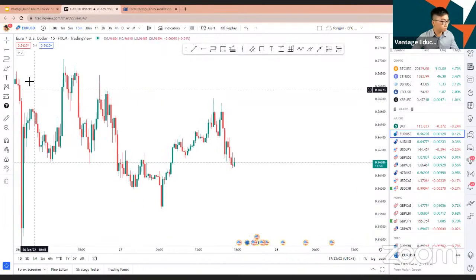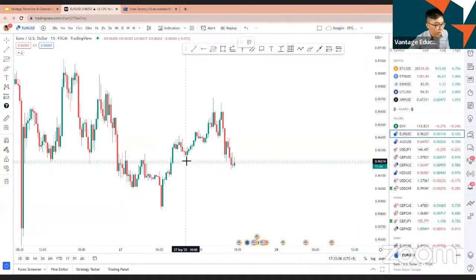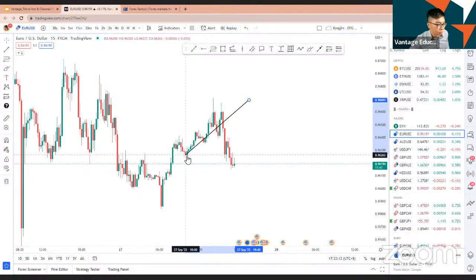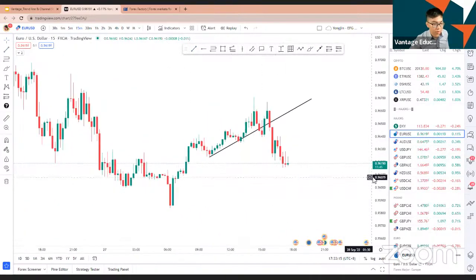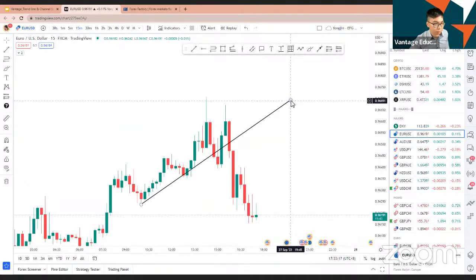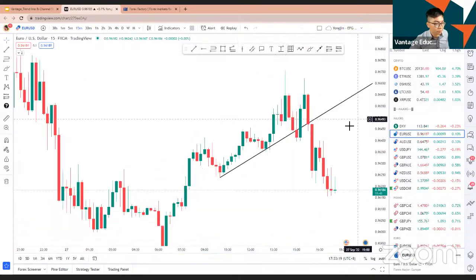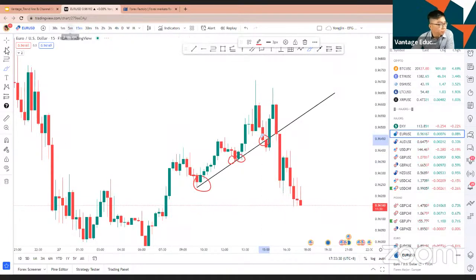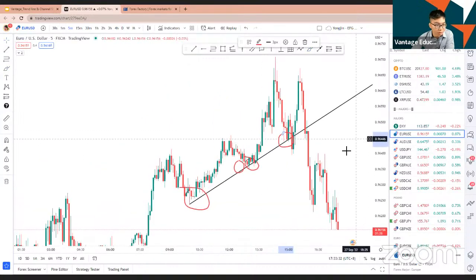New York 7. Price went up. So, trend line. You want a best fit trend line. Okay, so we have our first trend line. As usual, 1 touch, 2 touch, 3 touch, 4 touch. But let's go down to the smaller time frame, the 5 minutes. Let's see what is going on. We can have more data.